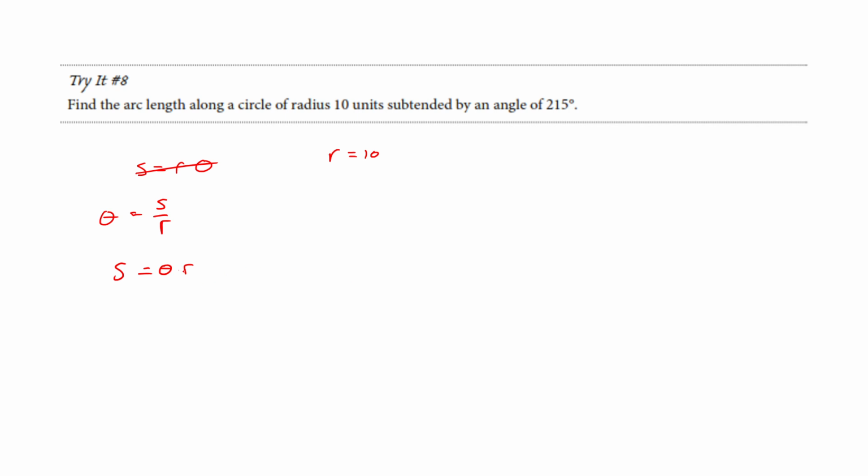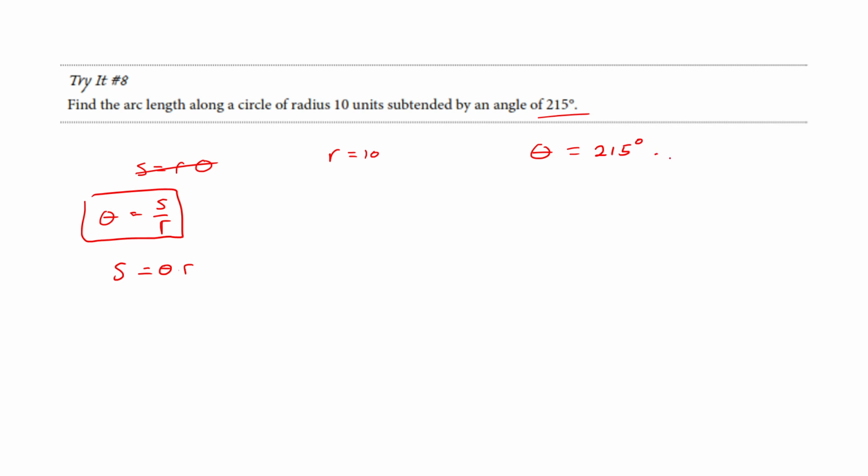So I know r. Now, I have an angle here, but this is actually not theta. The reason it's not theta is that this is the definition of a radian. That's where this whole formula came from. So I can't use degrees here. If I want to find the measure of the angle, this formula is about radians. It has to be in radians. So I'm going to take that 215 and convert it into radians.